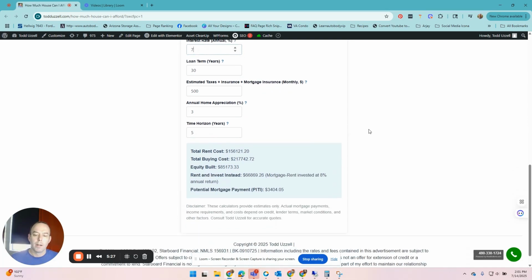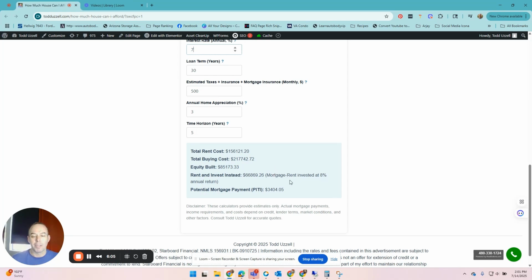So here we have total rent costs. You're going to pay $2,500 a month for essentially 60 months, and this is the number you're going to come up with. If we bought, our down payment plus our monthly payments, which are right here, $3,400 for a $450,000 house, would be just over $217,000. And the equity, based on a 3% increase on a $450,000 house, would be about 85 grand. So after 5 years, this is assuming your house would be worth somewhere in the neighborhood of $530,000 to $540,000.